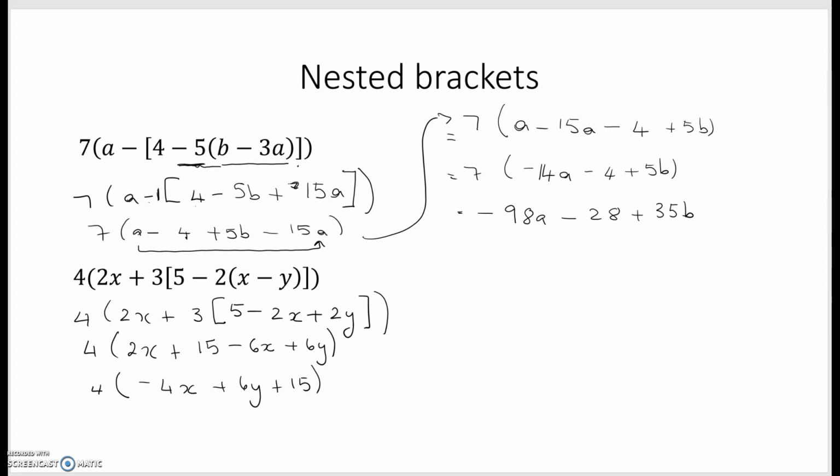And now I'm finished, because now I can say negative 4x times 4 is negative 16x. Plus 4 times 6y would be 24y, plus 4 times 15 would be 60. Probably for this one here, it might have been neater and tidier to write negative 98a plus 35b minus 28, just to be totally pedantic.